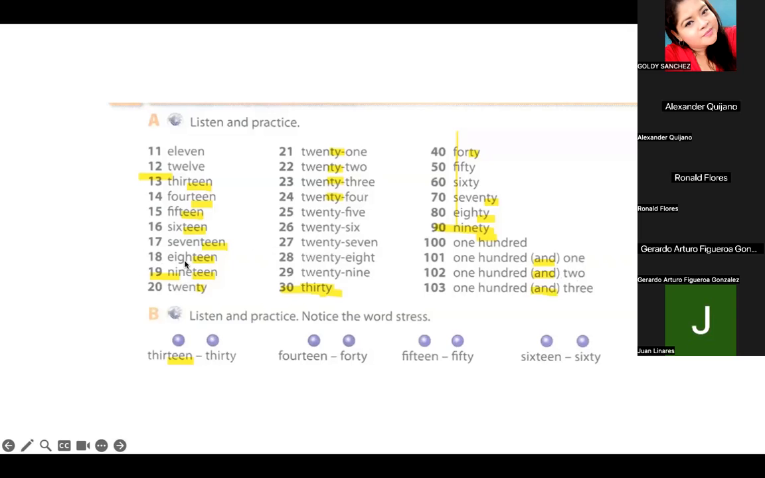Hello, Ronald, are you there? 18, right? 18. Okay, Juan, can you help? Juan Linares, can you help me with this one? 22.